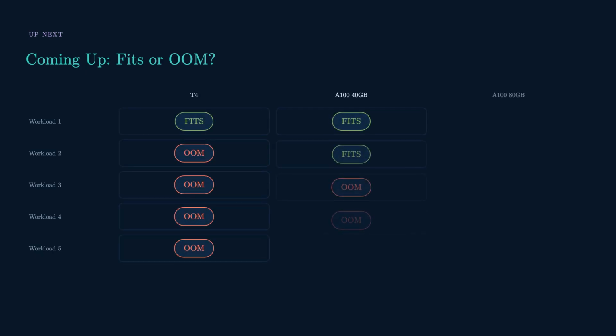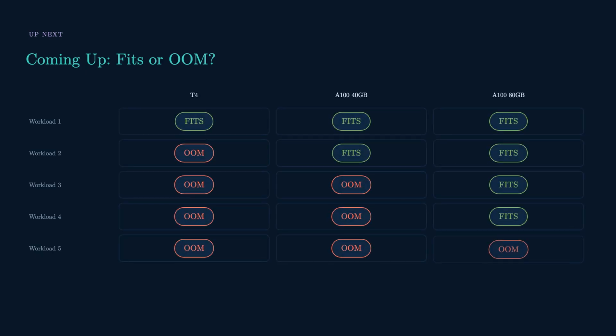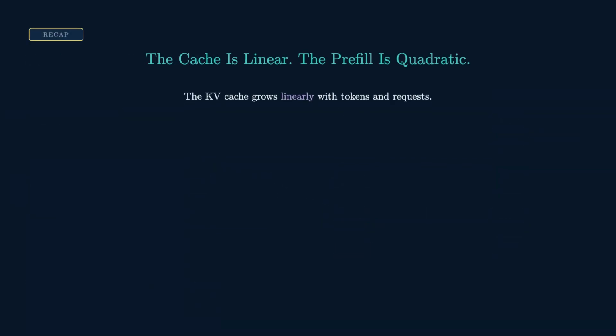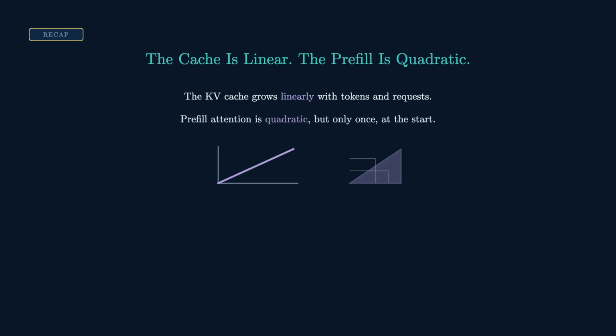Same 7.61 billion parameter model, 5 workloads computed from these exact formulas, 3 GPUs, T4, A100 40, A100 80. You'll watch each one cross from fits to out of memory, including 2 configurations that throw the identical error message for completely opposite reasons. So, the KV cache grows linearly with tokens and with requests, and it's the thing quietly eating your headroom. Prefill attention is quadratic, but once, at the start. 2 moments, 2 different shapes.